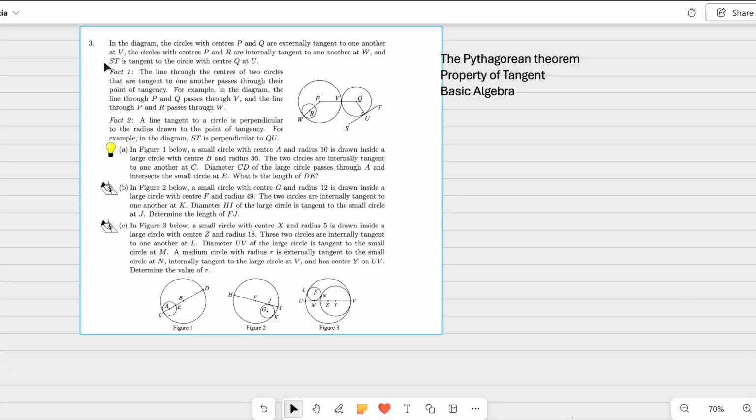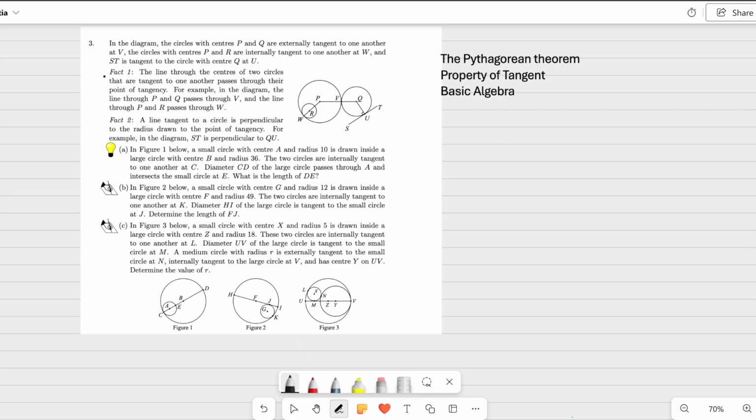Here is 2026 Hypatia problem 3. This question mainly uses the Pythagorean theorem, the property of tangent listed here, and some basic algebra. Okay, let us get started. First of all, to do this question, we have to read fact 1 and fact 2. We will use them in the problem below.